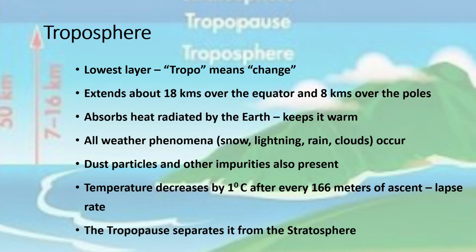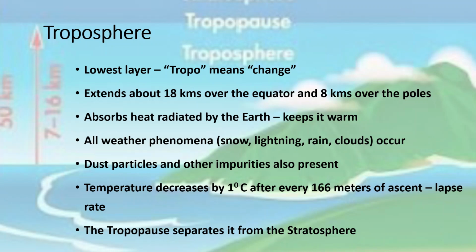In this layer, we have a lot of warmth because this layer, because it's thicker, absorbs the heat radiated by the Earth. And in this layer, we have dust particles and other impurities too. The temperature here decreases by 1 degree centigrade for every 166 meters that we climb up. Okay, for 166 meters we climb up, the temperature goes down by 1 degree centigrade. This is called the lapse rate.